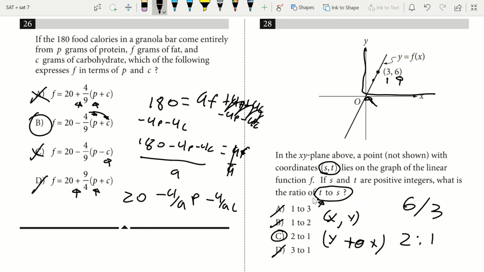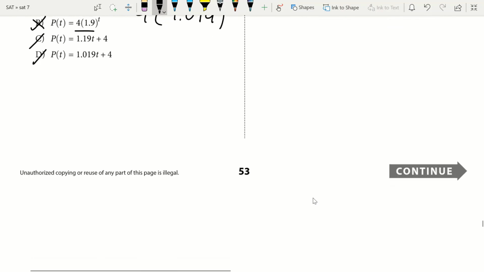Right, and I'm just going to quickly double check that. S, T, we'll say S is 3, we'll say T is 6. Now I need T to S, that's going to be 6 to 3. 6 to 3 is the same as 2 to 1, answer is going to be C.